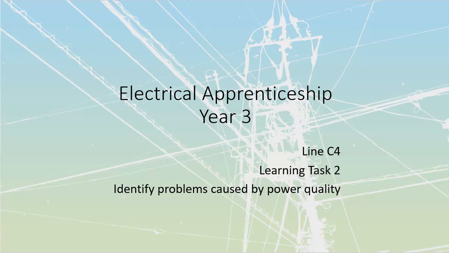All right, line C4, learning task 2, identify problems caused by power quality. Power quality is really a big deal out in industry. In small places, like residences, it's usually not going to be enough of an issue that you're ever going to see it. But inside of large installations, things like commercial or heavy industrial, power quality causes a ton of problems.